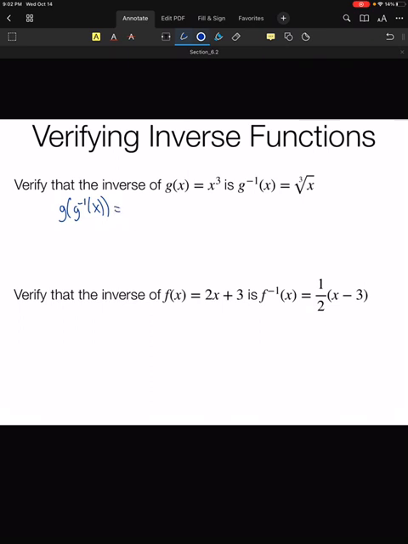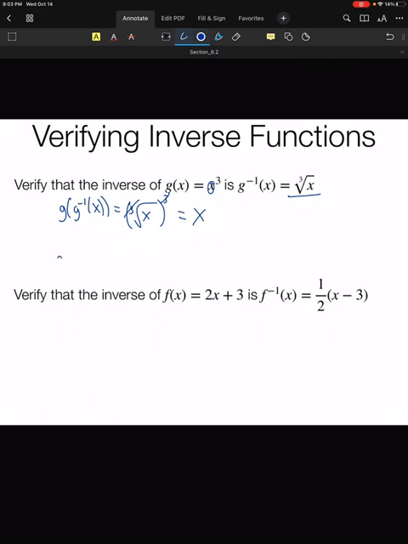With composite functions, I put the entire value of g inverse in for any x that I see in g. So I get the cube root of x, cubed. That's the composite function. The cube and the cube root cancel each other out, and so I do indeed get that g of g inverse is equal to x.